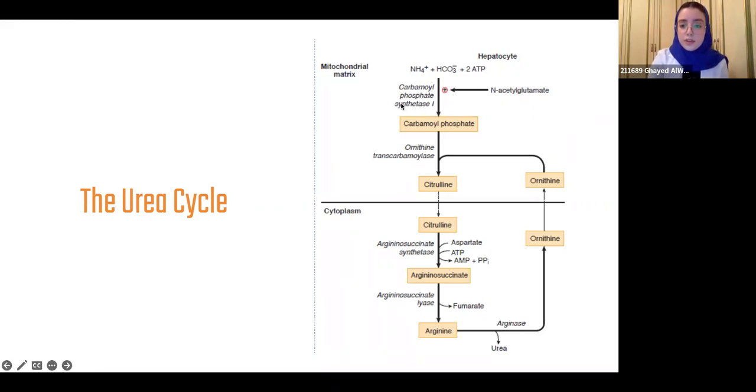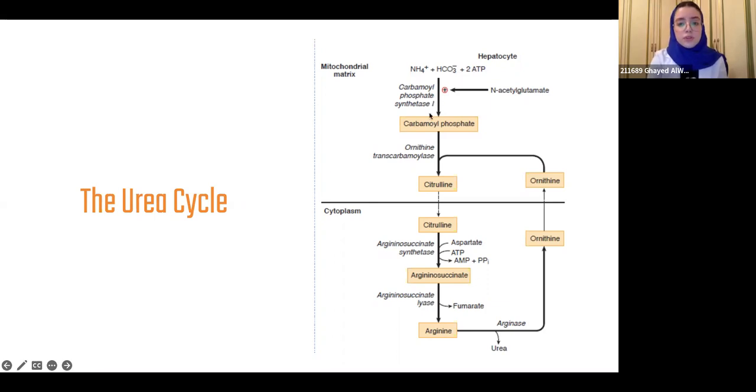Now, another thing, as you can see here, there's another molecule, and this is an extremely important molecule. I think I'll mention it about 10,000 times in this lecture. If you want to take away one thing from the urea cycle lecture, it's this. So N-acetyl glutamate is the obligate activator of carbamoyl phosphate synthetase 1. What does that mean? It basically means that without N-acetyl glutamate, this reaction is not happening.